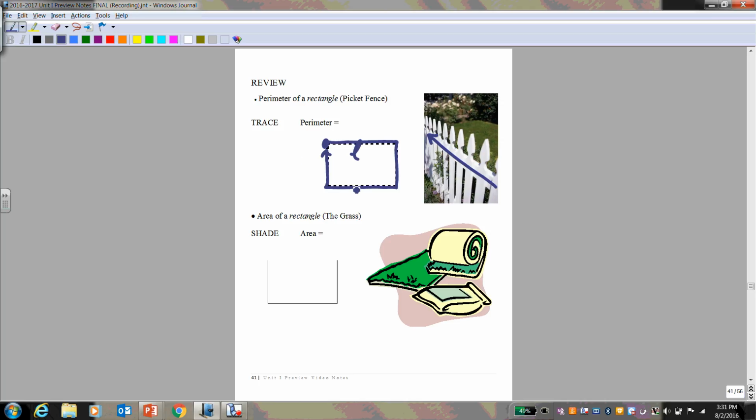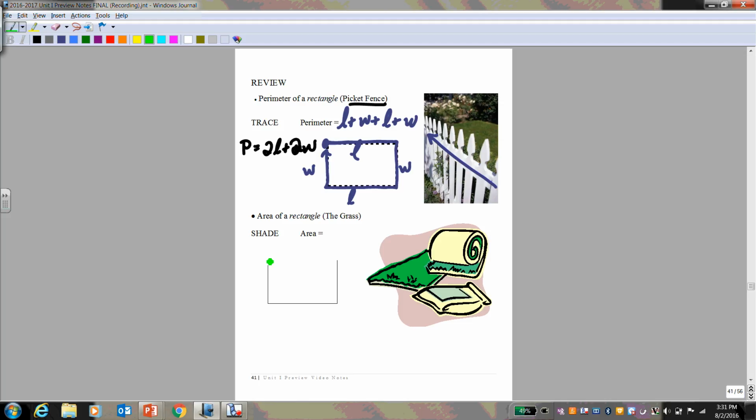Let's label length and width. To find perimeter, all you do is simply add up the lengths. So length plus width plus length plus width. Or you can write it this way: 2 lengths plus 2 widths, and that's true if it's a rectangle. So perimeter, think picket fence. You walk it around, physically walk it around.